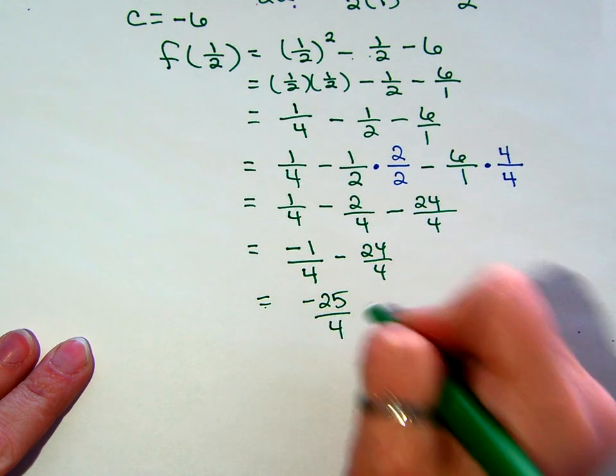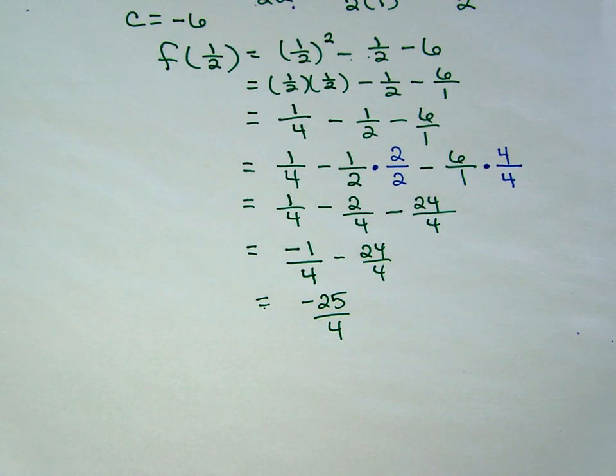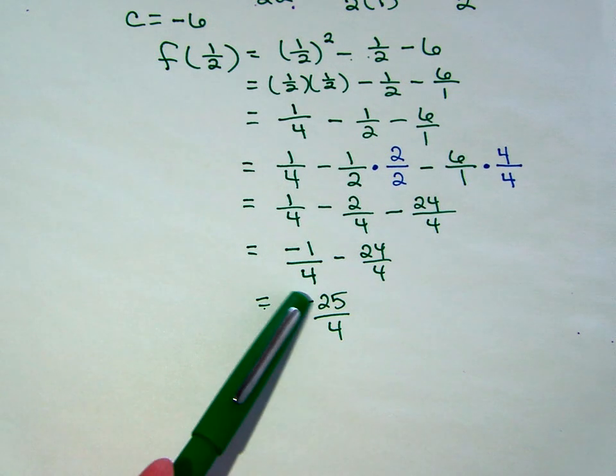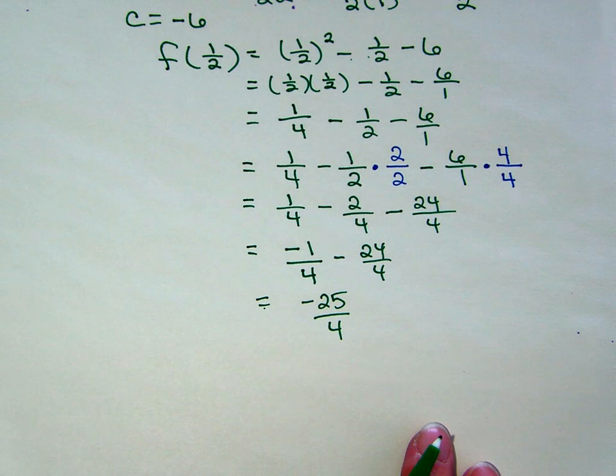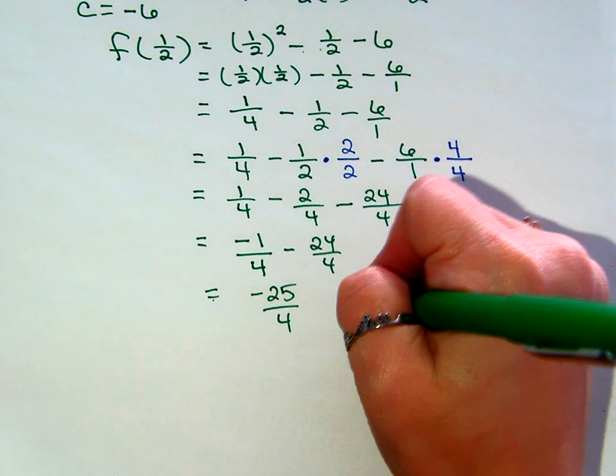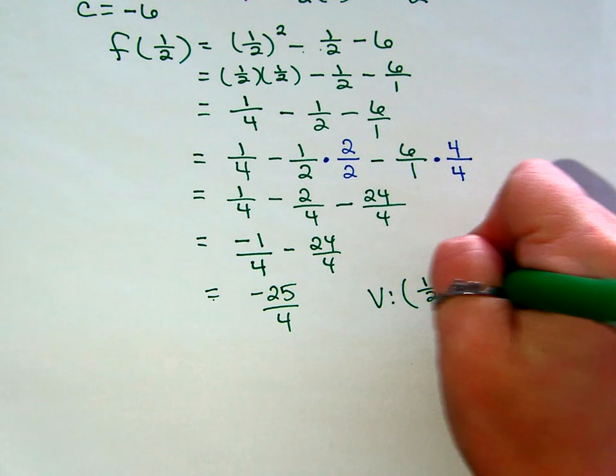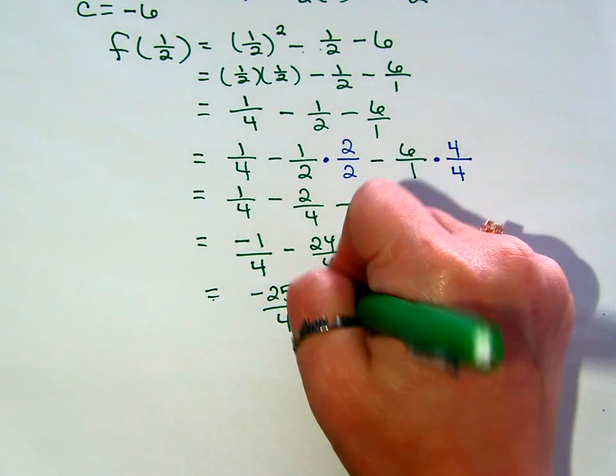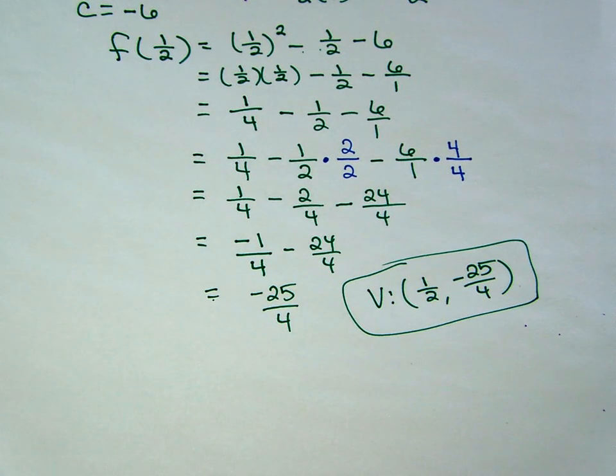I will tell you, if they ask you to use the vertex formula, odds are you're going to get a fraction or some sort of a weird number. I wouldn't want to factor for this. I wouldn't want to factor to where I get negative 25 over 4. So my vertex then is 1/2, negative 25 over 4. I also wouldn't want to try and graph having that be my vertex. That would be really gross. But we could find this information either by completing the square or by using this vertex formula. Both of them would produce the exact same solution.